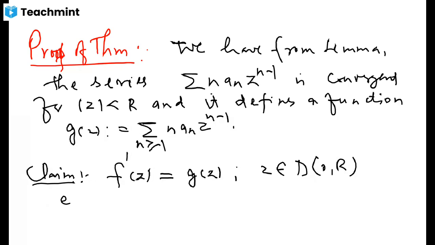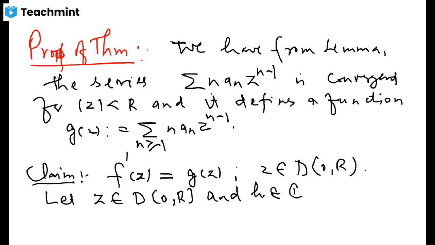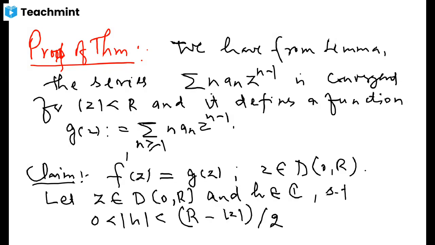Let us fix a point z where we want to show this function to be differentiable, and let us choose another complex number h such that it satisfies the inequality modulus of h is less than r minus mod z upon 2. Let me tell you why I'm adjusting this. I'm choosing this z this way. So what's going to give me this inequality?